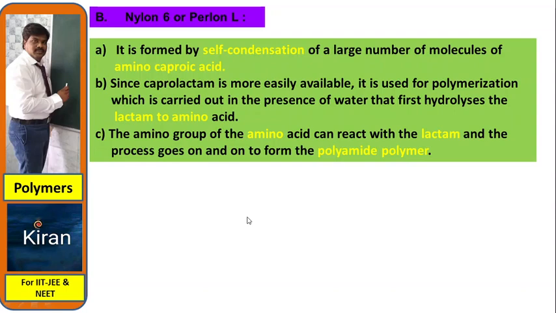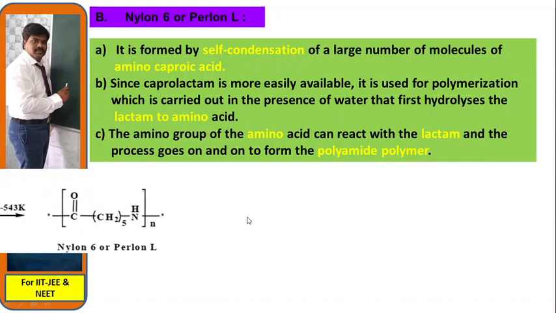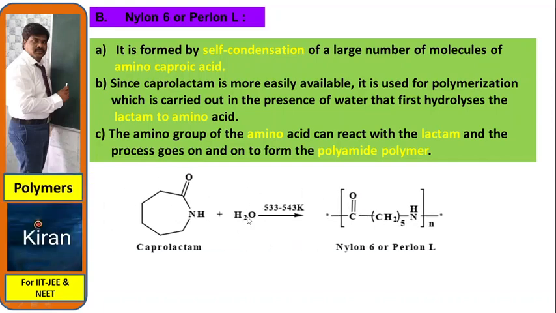Since caprolactam is more easily available, it is used for the polymerization, which is carried out in the presence of water that first hydrolyzes the lactam to amino acid. The amino group of amino acid can react with the lactam, and the process goes on and on to form polyamide, that is the polymer. This is the process. The given reactant is caprolactam.